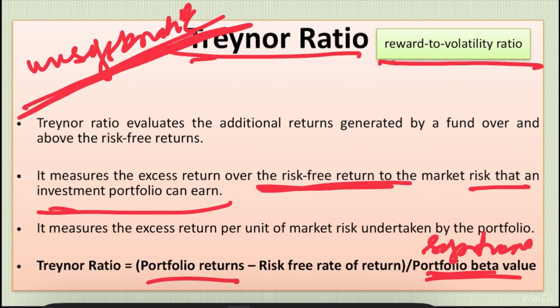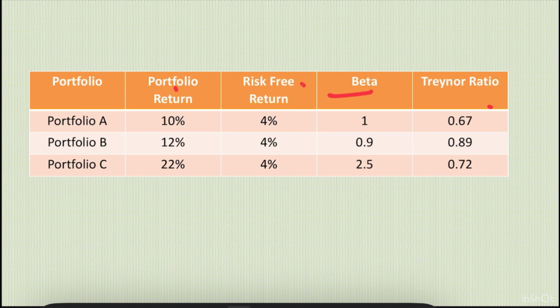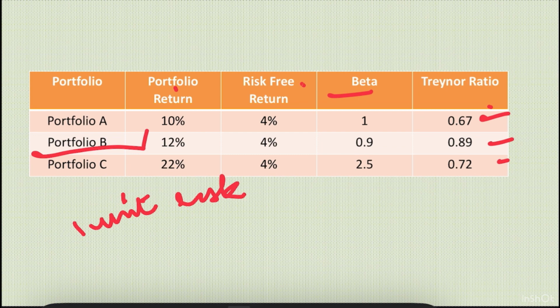Portfolio return minus risk-free return divided by portfolio beta, right? Putting in all the values, the Treynor ratio has been computed. Okay, so now when I see the Treynor ratio is highest for portfolio B, what does this suggest? This suggests for every 1 unit of systematic risk being taken, how much is the return?